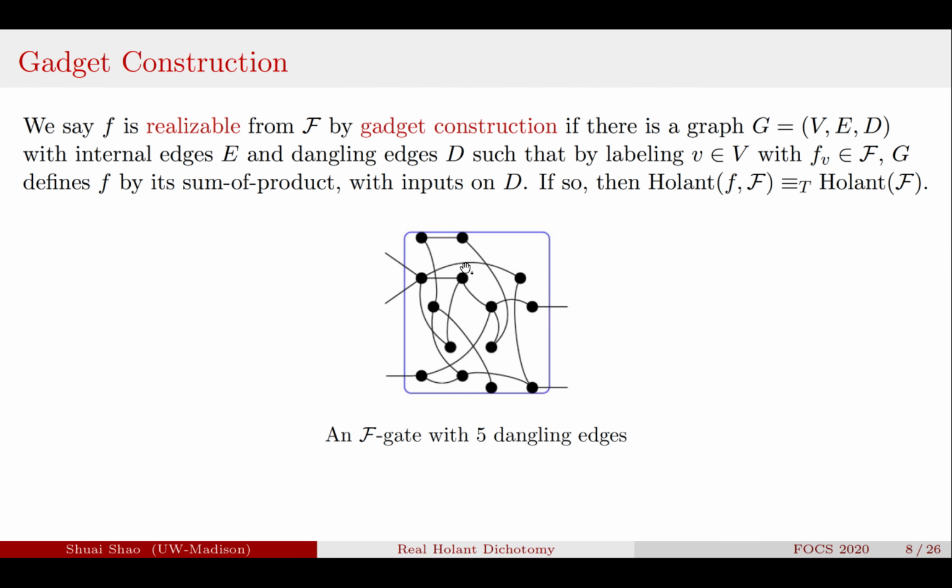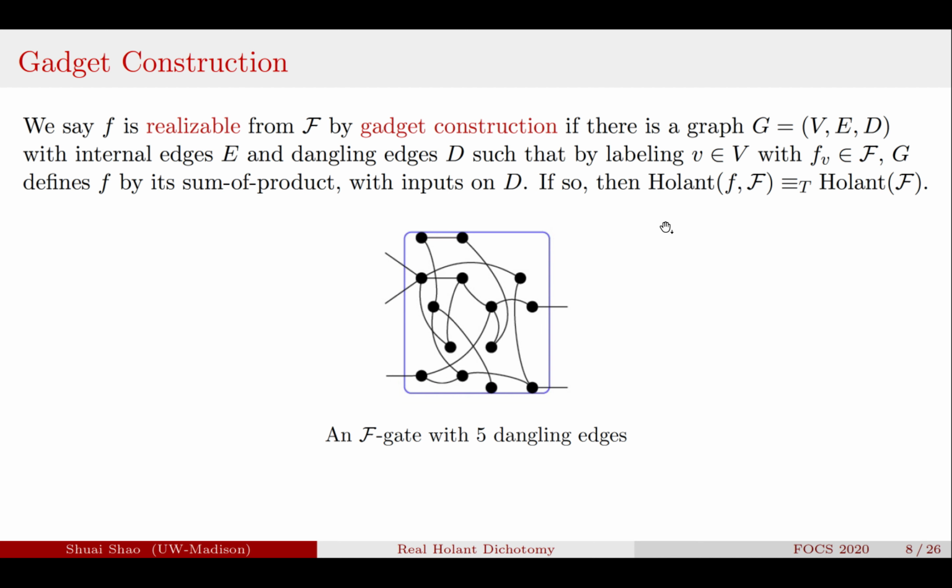In order to prove #P-hardness, we need to build polynomial time reductions. A commonly used approach is gadget construction. We say a signature, denoted by small f, is realizable from a signature set script F if there is a graph with some dangling edges, such that by labeling vertices in this graph with signatures from script F, this graph G defines this small signature f by its sum of products with dangling edges as variables. So for example, this gadget represents a small signature f.